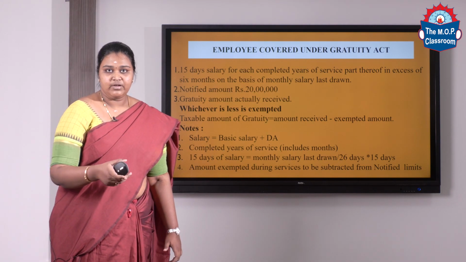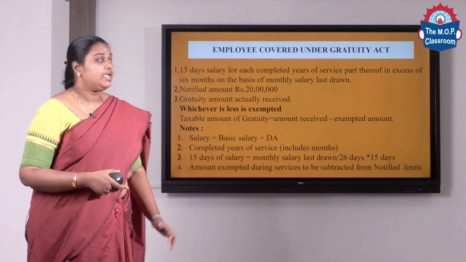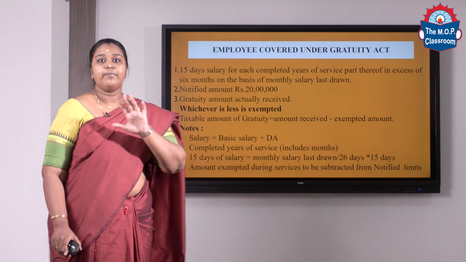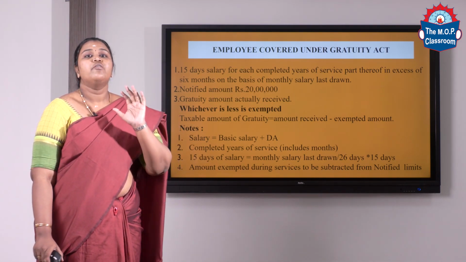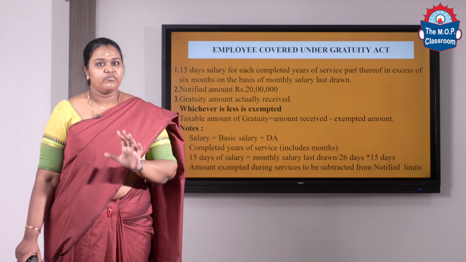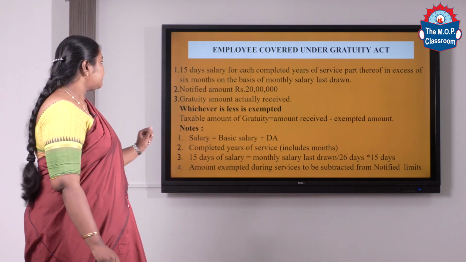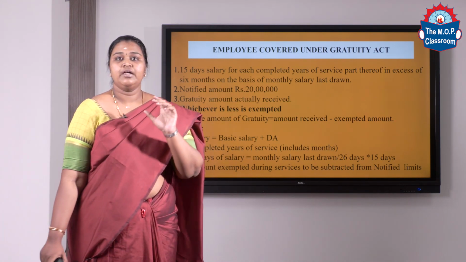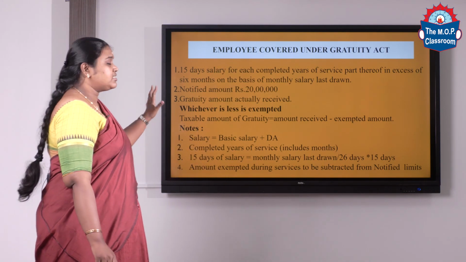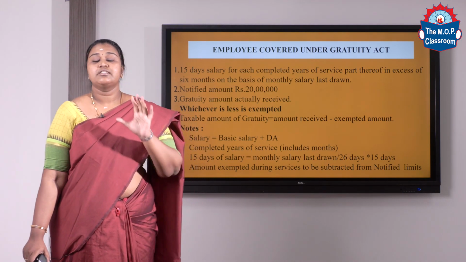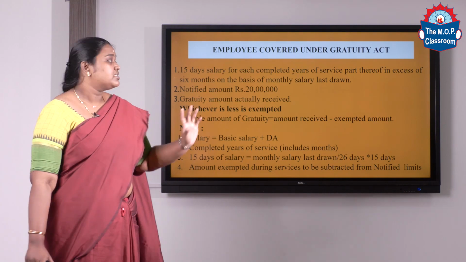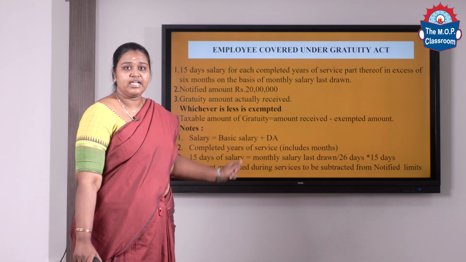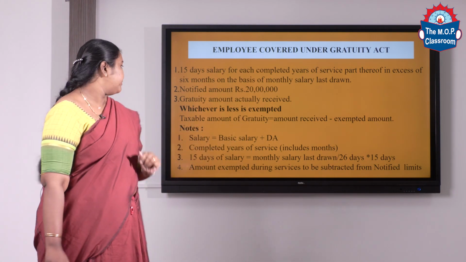What is the taxable value? Taxable value will be the gratuity amount received minus the exempted value. Now, points to be remembered. What is the salary that is to be computed here? Salary will be basic salary plus DA.